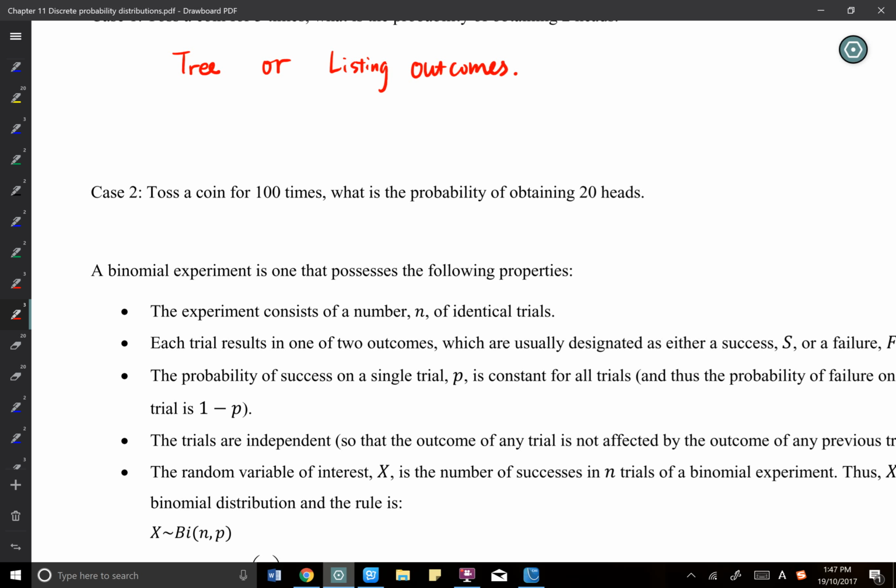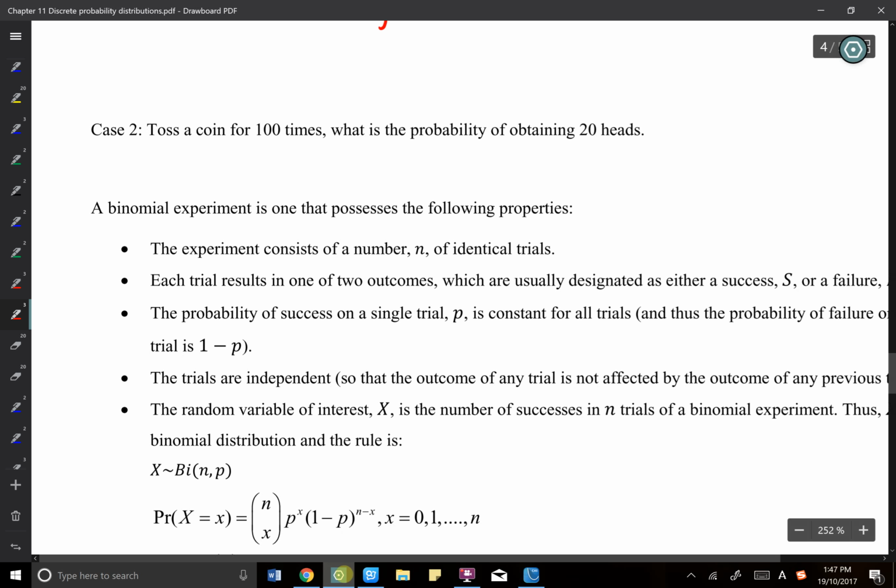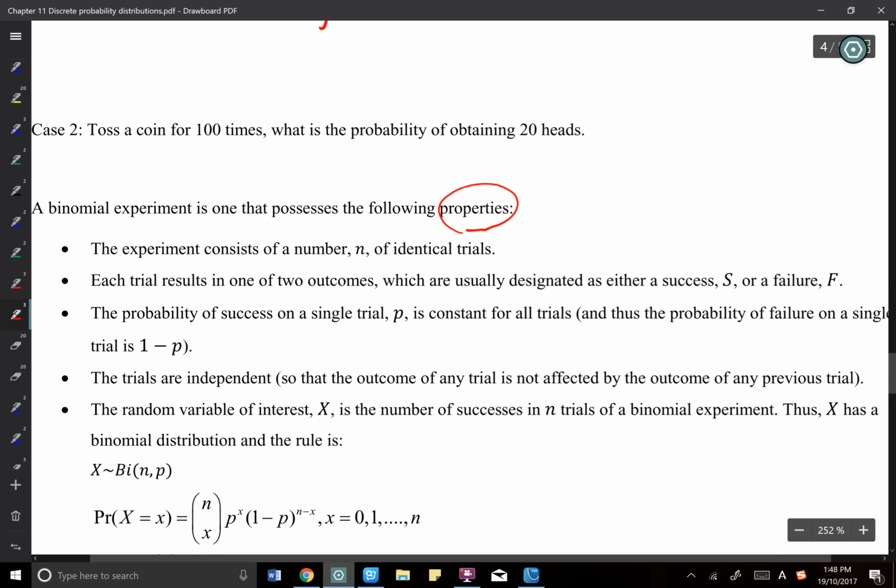Your probability every time is not changing, right? Any toss is not changing. So it will be the same for the whole experiment. So this is called a binomial experiment. It is one that possesses the following properties. What do we have? The experiment consists of a number of identical trials.